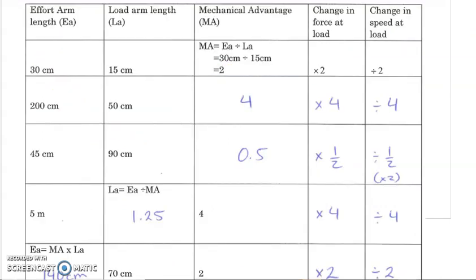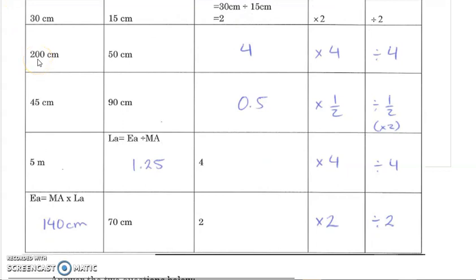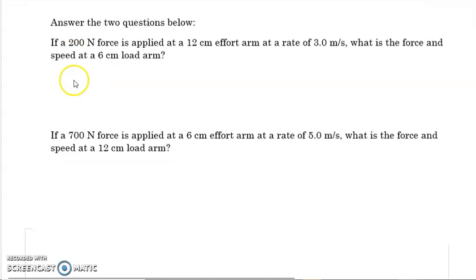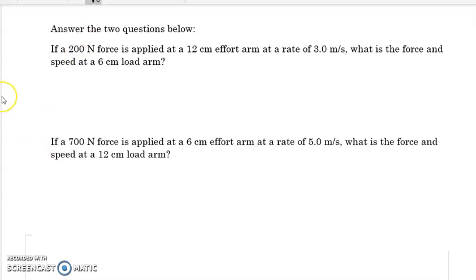Okay, so here we go with the answers. Check to make sure that you've got these right. If you just didn't get them right, you've got to ask some questions. Please ask questions. So if we take a look at the two questions below here, what happens if we've got 200 newton force applied at the 12 centimeter effort arm at a rate of 3 meters per second? What is the force and speed of the 6 centimeter load arm?